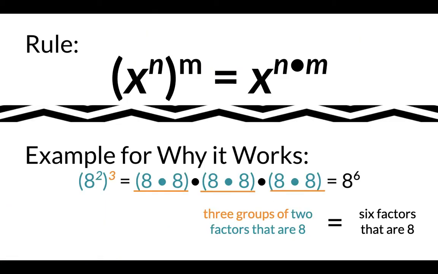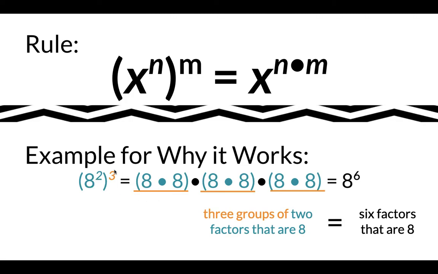If we have this rule, a power to a power, that means we're just going to keep our base, but we're going to multiply our exponents. N times M. So how does this work? We had 8 to the second power all raised to the third power. So what that means, we're going to have 3 groups of 2 factors of 8, because 8 to the second power is 2 factors.